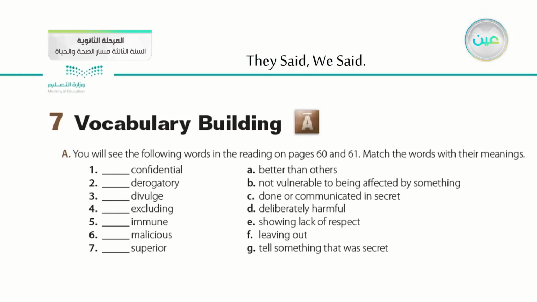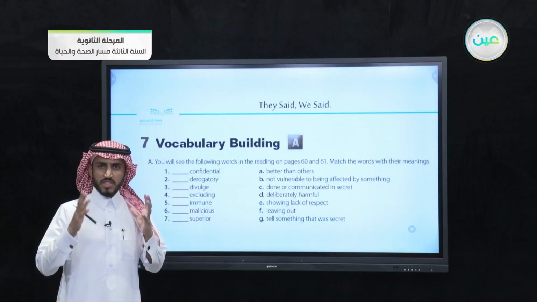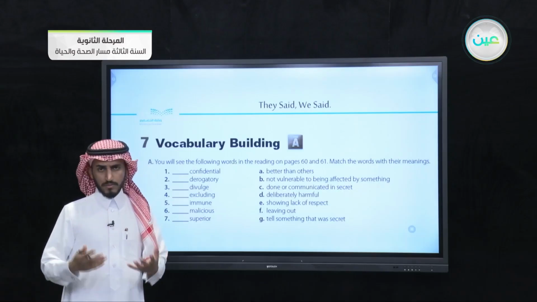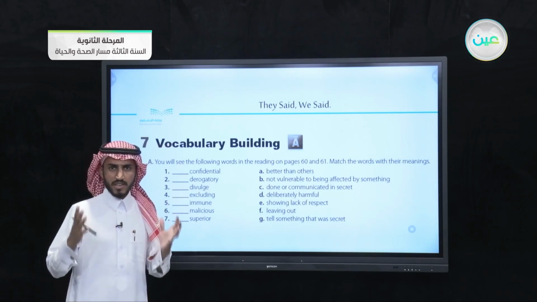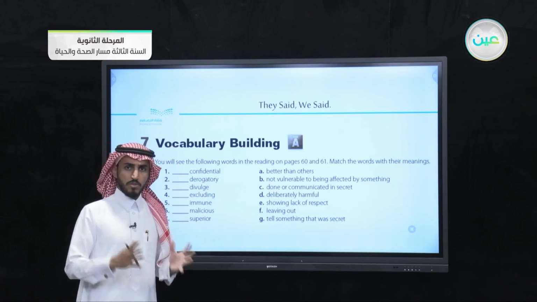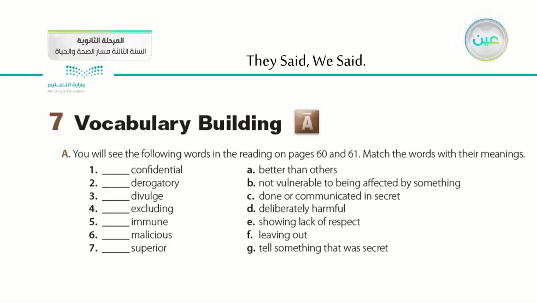Number 4, excluding. If you have many parts, let's say you have 5 parts and you take out 2 of them, you have excluded the 2 parts. So now you have only 3 parts because 2 of them are excluded. Number 5, immune. Immune means something invulnerable. That means someone is protected by something. So immune means protected, cannot be harmed.